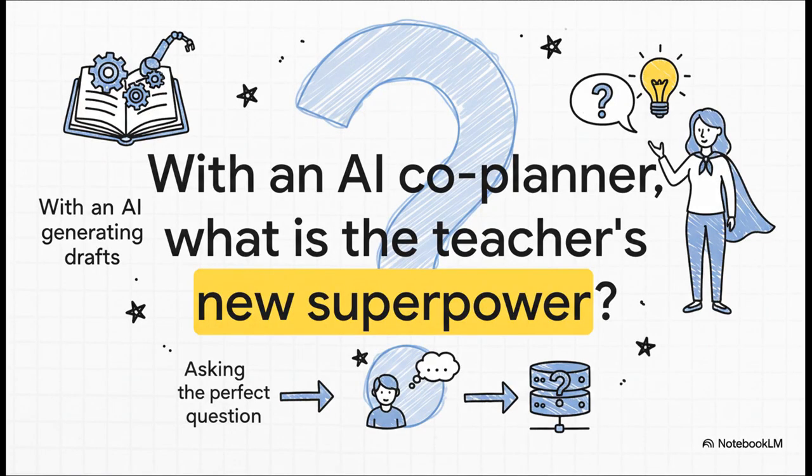And that leaves us with a really fascinating thought to chew on. If AI can be our new co-planner, handling the heavy lifting, cranking out those first drafts, what does that free us up to do? Perhaps the teacher's new superpower isn't about having all the answers anymore. Maybe it's about asking the perfect question, not just of our students, but of our powerful new tools.